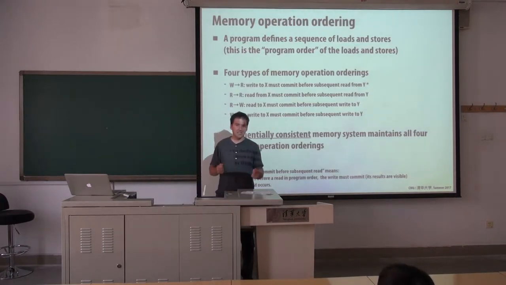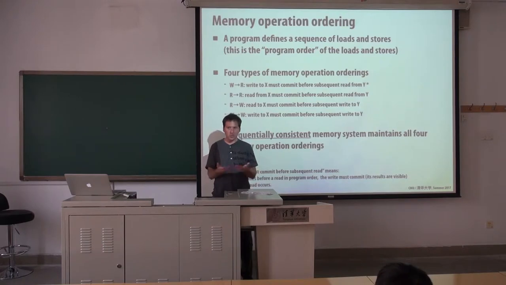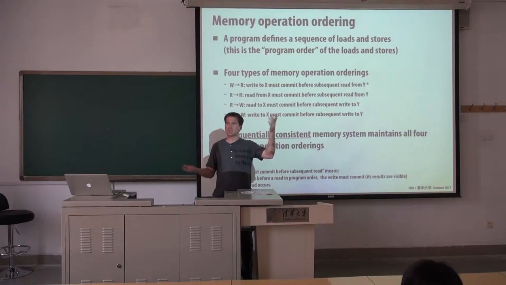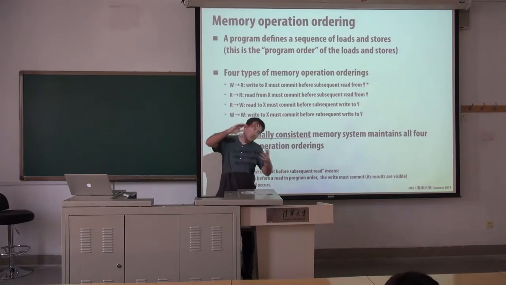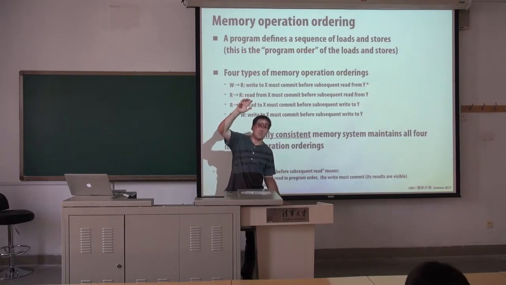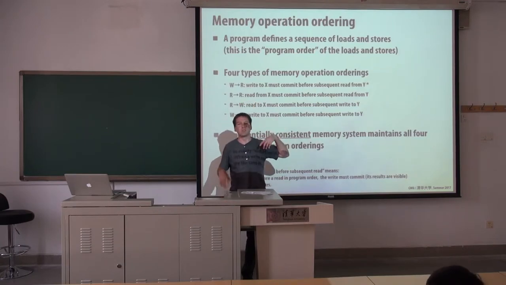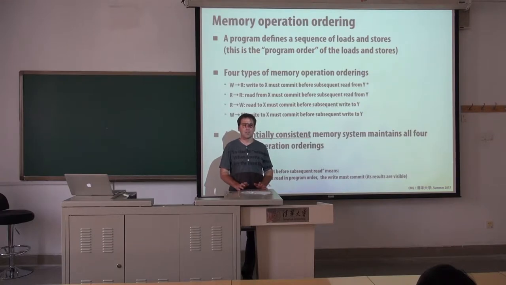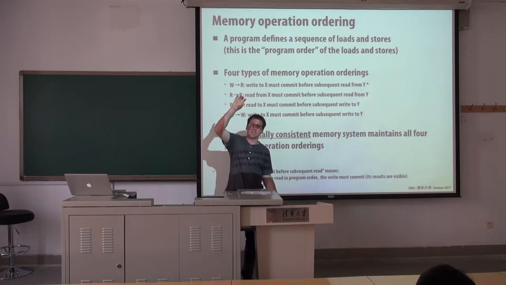Superscalar execution, remember ILP, says that if some of those instructions are independent, we could execute them in different orders, because it doesn't matter to the final output of the program. So superscalar execution says, I know you gave me the instructions in this order, but I'm going to do them in this other order because it's more efficient and I get the same answer. Now we're going to talk about what happens if you make that assumption and you have multiple threads. It may seem like it won't matter, but it's going to matter a whole lot.